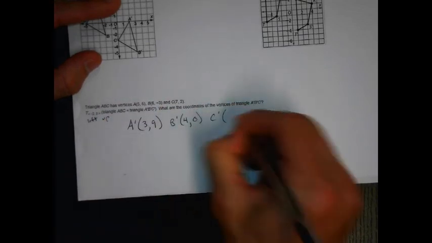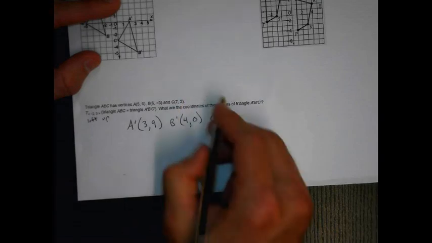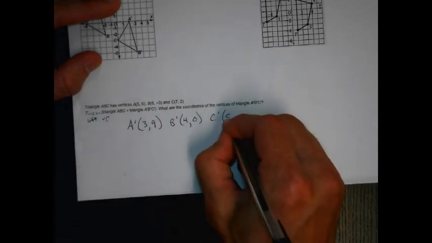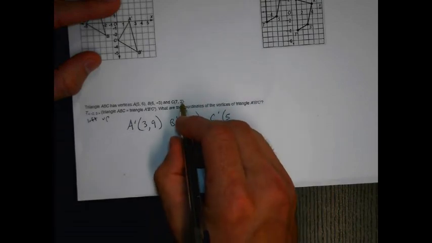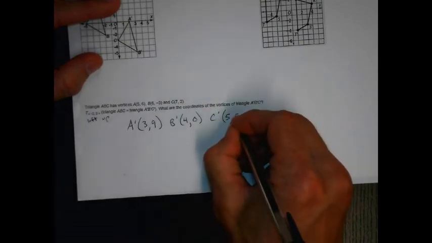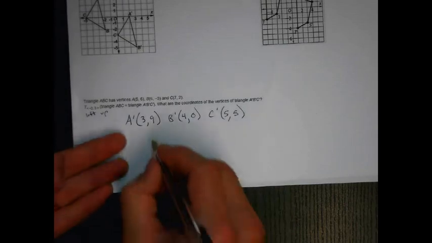I love 0. It's such a cool number. And then the last one, C, C prime. C is at 7, down 2 is now at 5. And then C was at 2 for Y, 3 up from Y, positive 5. Ta-da! And there are the new coordinates.